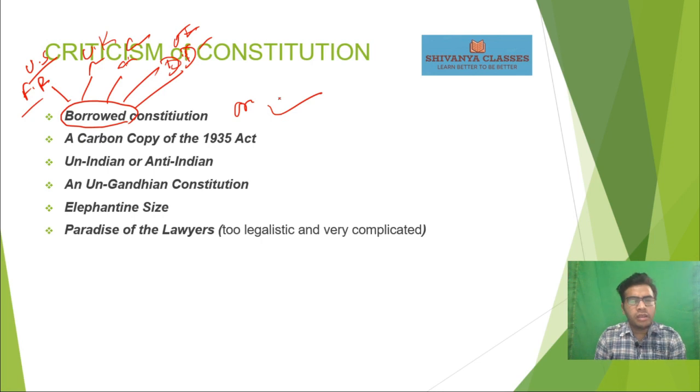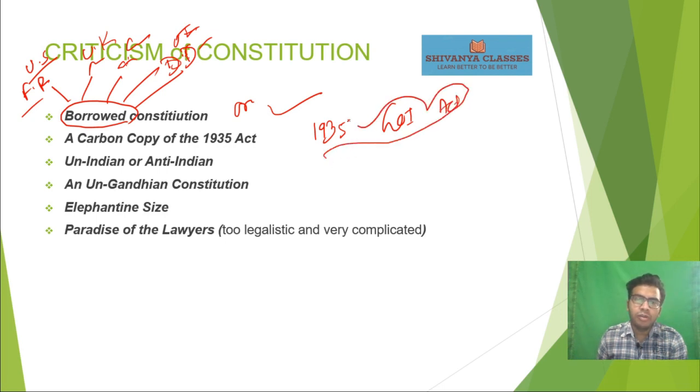The next thing is, they said that it's not original, it's just a carbon copy of the 1935 Government of India Act. We already know our constitution has the structural unit which is based on the 1935 Government of India Act. We have drawn the structure from this Act, so obviously it has taken all the points of 1935. Additionally, we have incorporated many other features. So it's not a carbon copy, but a few argued it's a carbon copy.